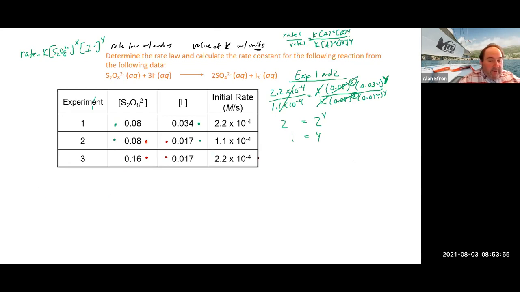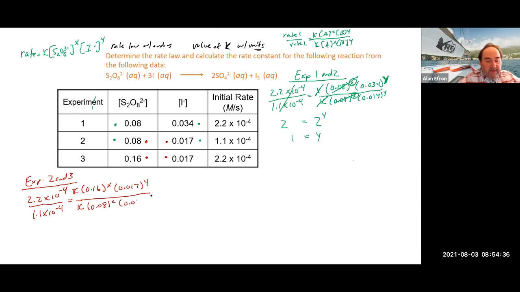So we're going to do the same thing. It looks like experiment 3 has a larger rate, so we're going to put that on the top. That gives us experiments 2 and 3 here. Going with 3 up on top: 2.2 times 10 to the minus 4 equals k times 0.16 to the x, times 0.017 to the y. Putting everything from experiment 2 on the bottom: 1.1 times 10 to the minus 4 equals k times 0.08 to the x and 0.017 to the y.